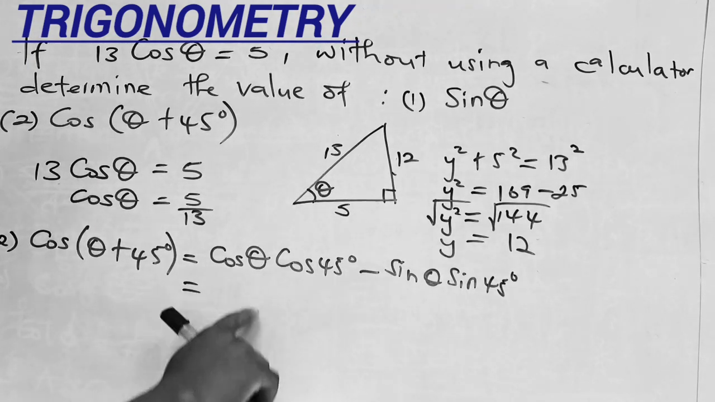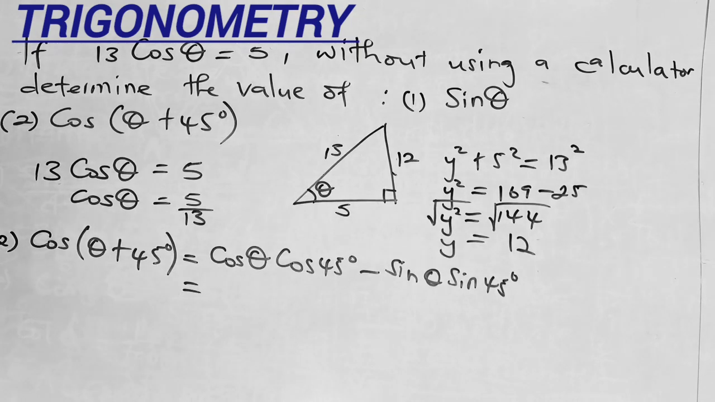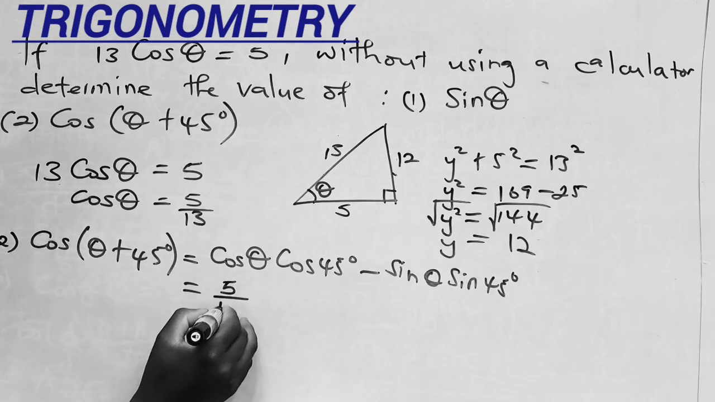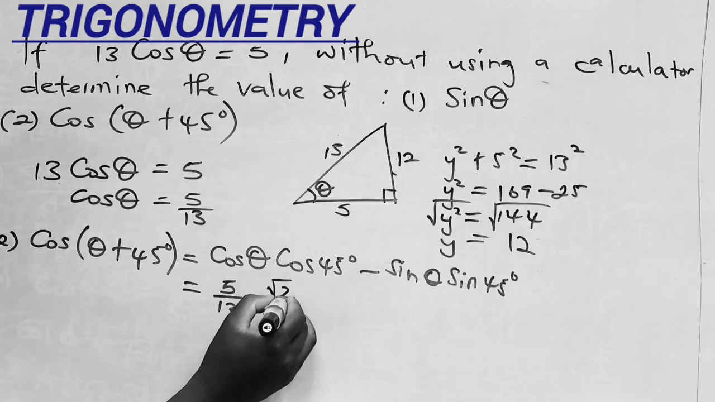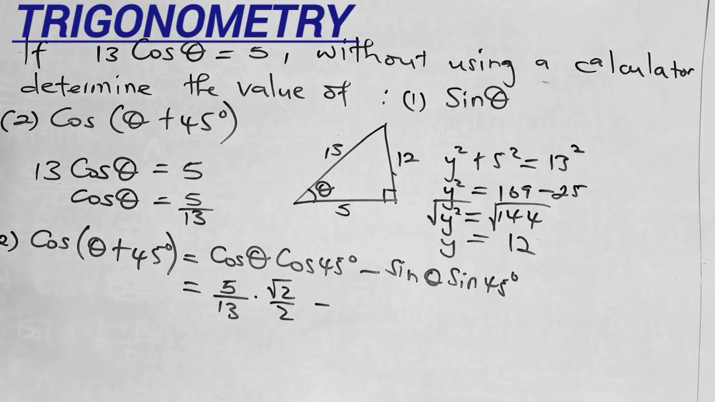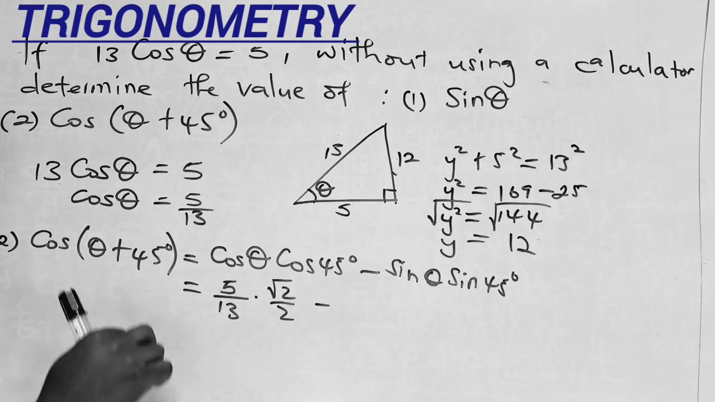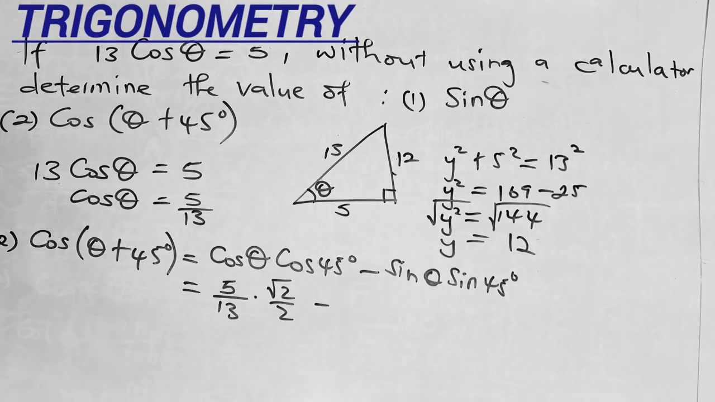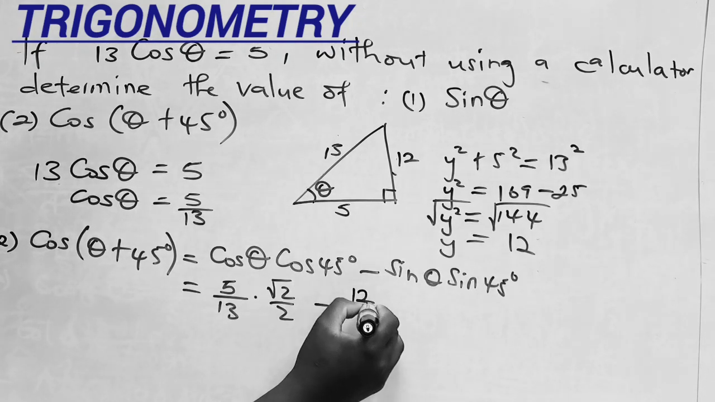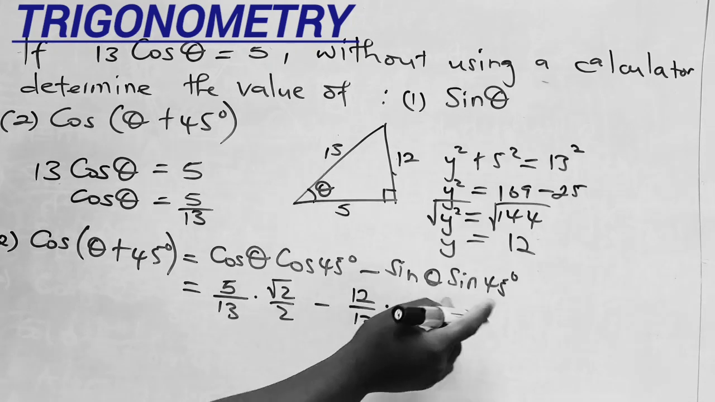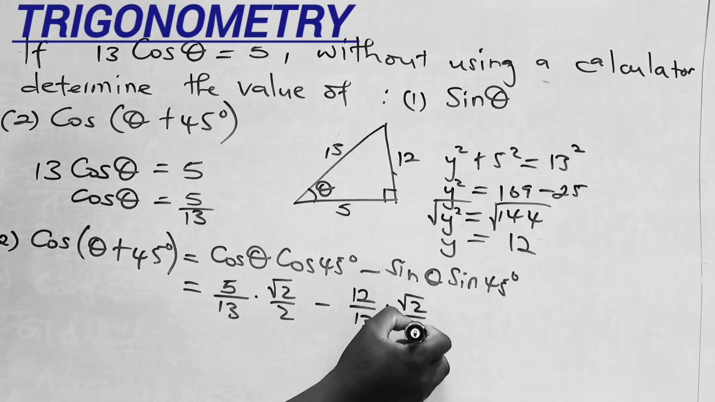So this will be equal to cos theta. We know that cos theta is 5 over 13. Then we substitute with 5 over 13 multiplied by cos 45. 45 is a special angle, so the value of cos 45 is root 2 over 2. Subtract sin theta. The value of sin theta we calculated is opposite over hypotenuse, which is 12 over 13. Then multiplied by sin 45, it's root 2 over 2.